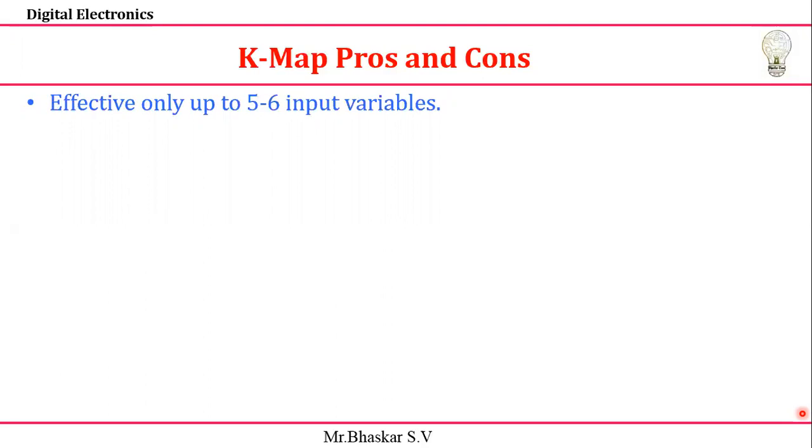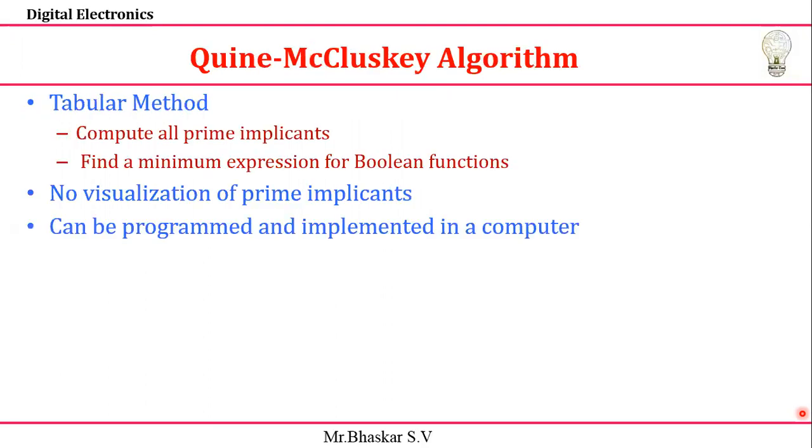Here I'm going to take an example for the tabular method. Before that, the tabular method computes all prime implicants. We calculate all the prime implicants and find a minimum expression for a Boolean function. Yes, there is no visualization of prime implicants. Next, it can be programmed and implemented in computers. We can program this too, but we are not going to do that process here. Let's move on with an example.